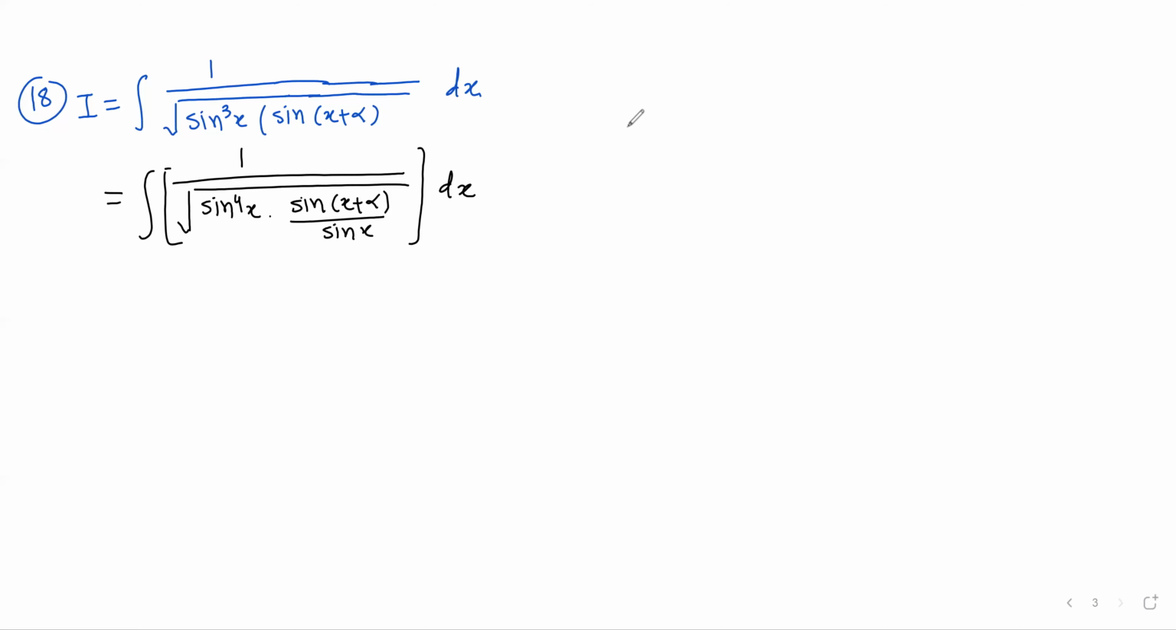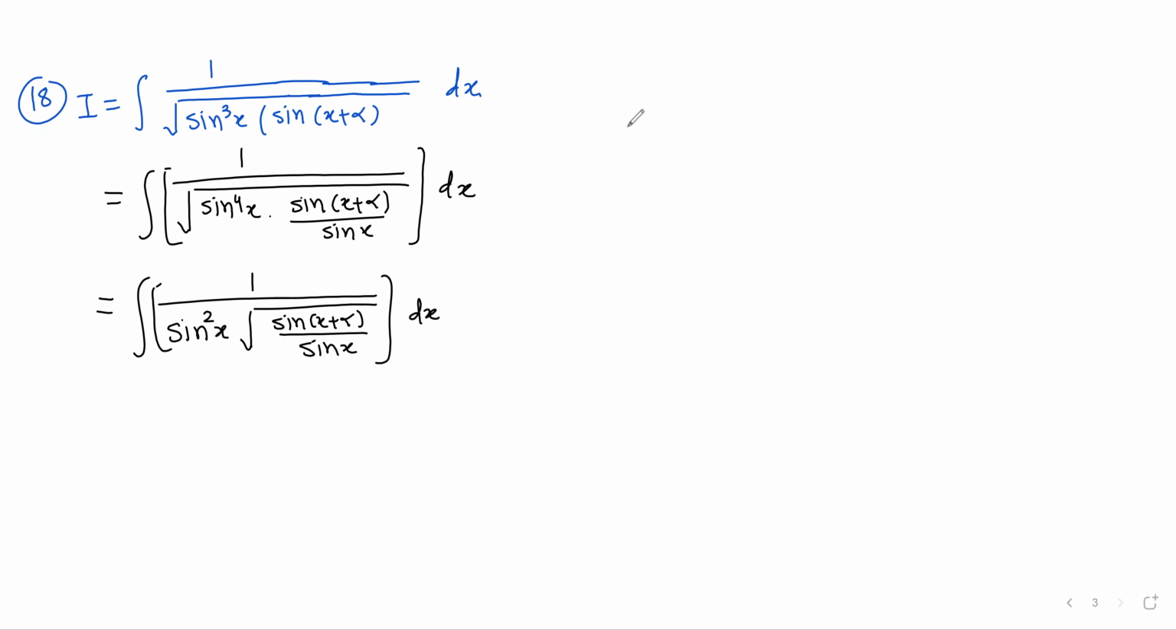Sin alpha, sin raised to 4x into... So now it's become 1 upon sin square x into the bracket (sin x plus alpha upon sin x) dx. Now, as you know, we consider this root term, so we consider this term.